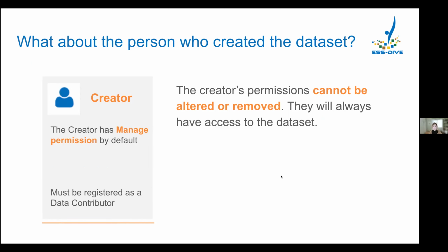After hearing that, you may be wondering, what about the creator of the dataset? What can they do? The person who creates a dataset automatically has managed permissions. An important thing to note is that that permission cannot be changed and it cannot be removed. So someone else who can manage the data set will not be able to remove the creator from the permissions, and they will always have access to this data set. That also means that this permission cannot be changed from managed to view. So they can always edit it, and the creator can always remove other people from the managed data set. None of those abilities are going to be changed.